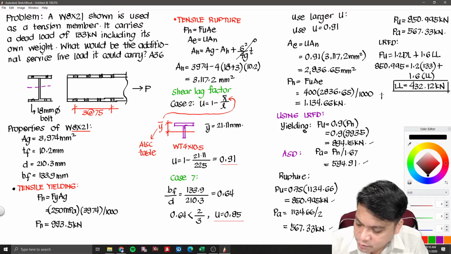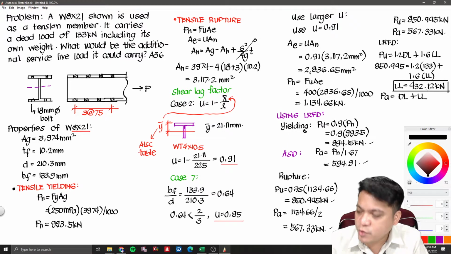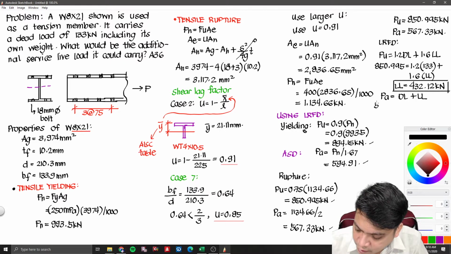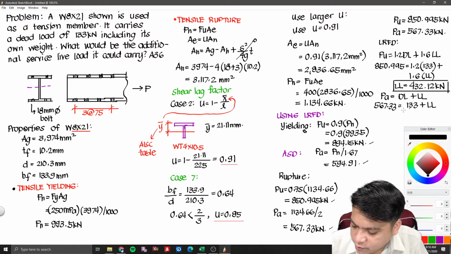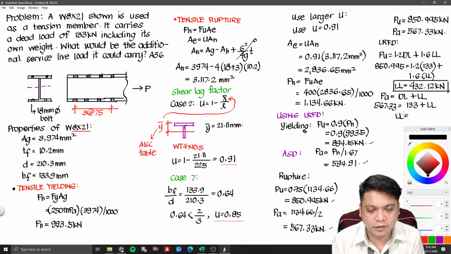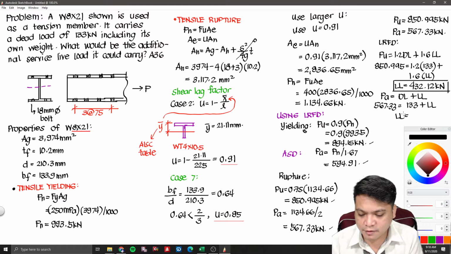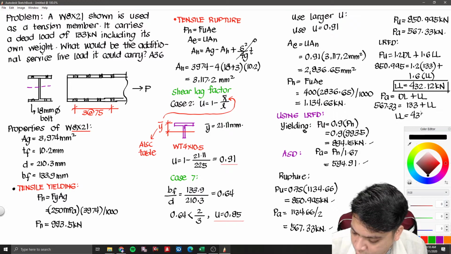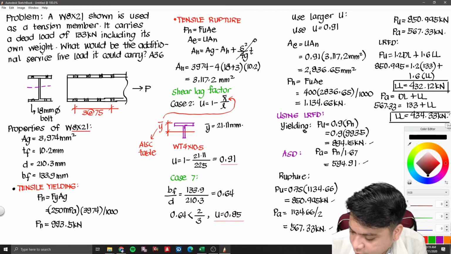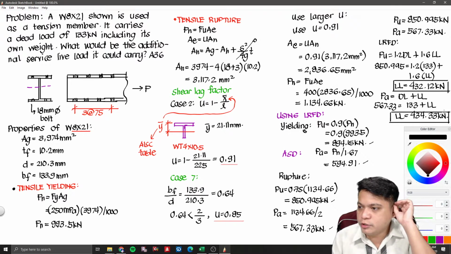Now, for the ASD, we will be having here Pa equals to dead load plus live load. So, the Pa natin is 567.33, which is equal to the dead load, 133, plus live load. So, we get the live load equal to 567.33 minus 133. So you have here 434.33 kilonewton.